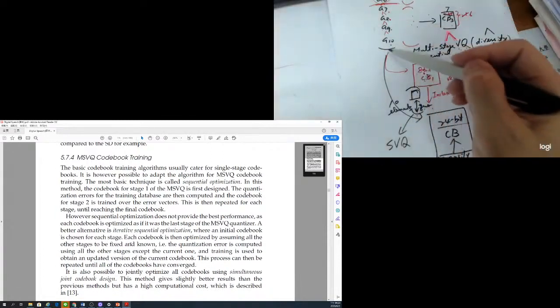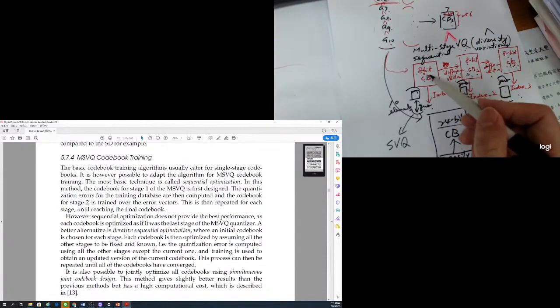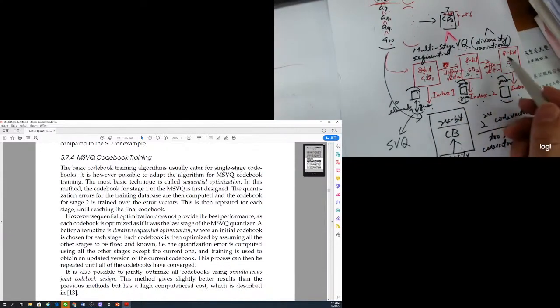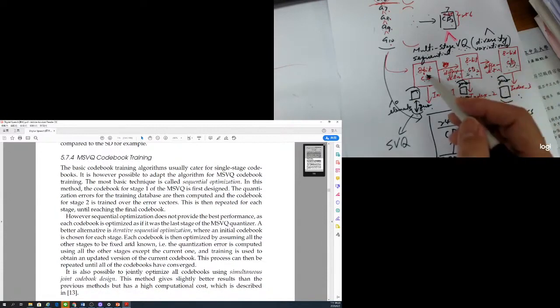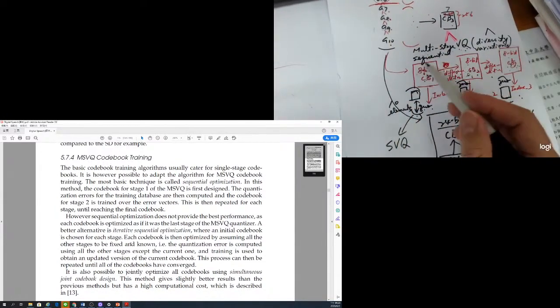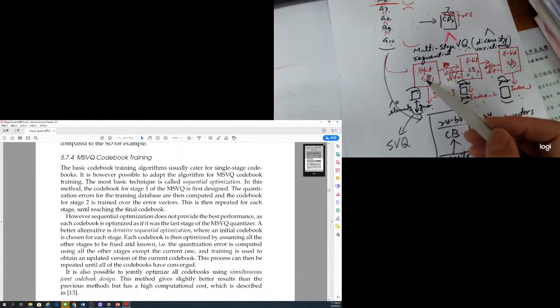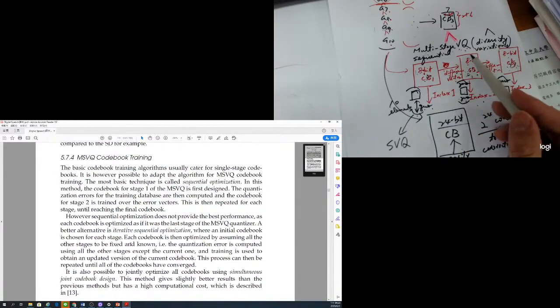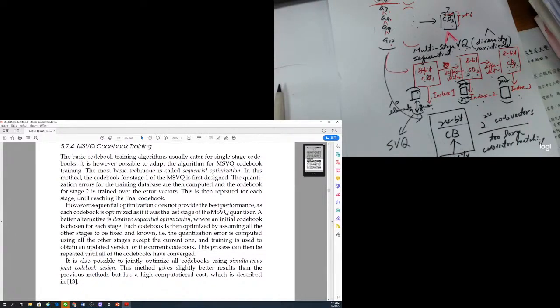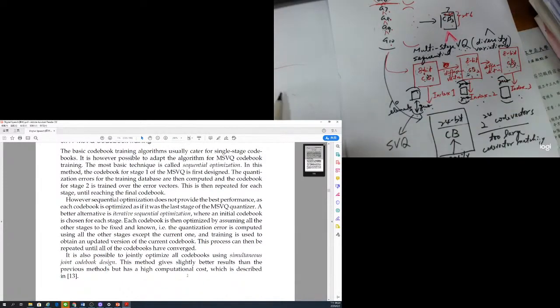So you can see here we try to do the vector matching and grouping, and combine the other fixed codevectors to do the best match. So you re-optimize this codebook, and later on this one is fixed and you re-optimize the other codebook. They call this iterative optimization. You can also consider all codebooks simultaneously, joint codebook design, which could give a little bit better performance, but the computational complexity is higher.